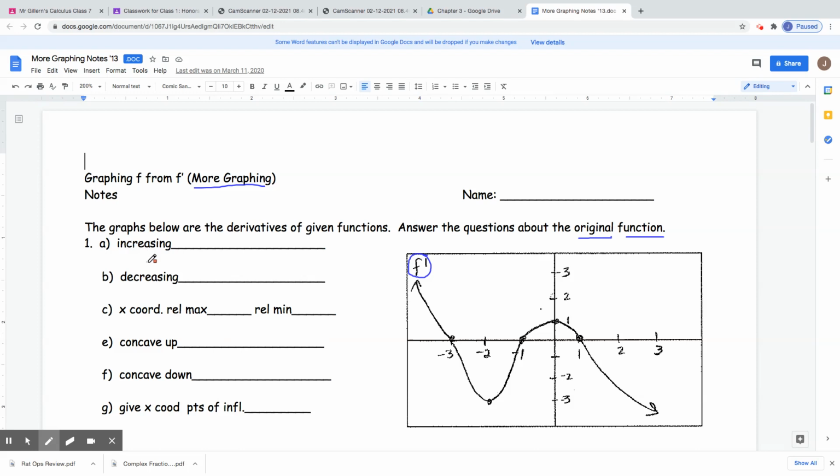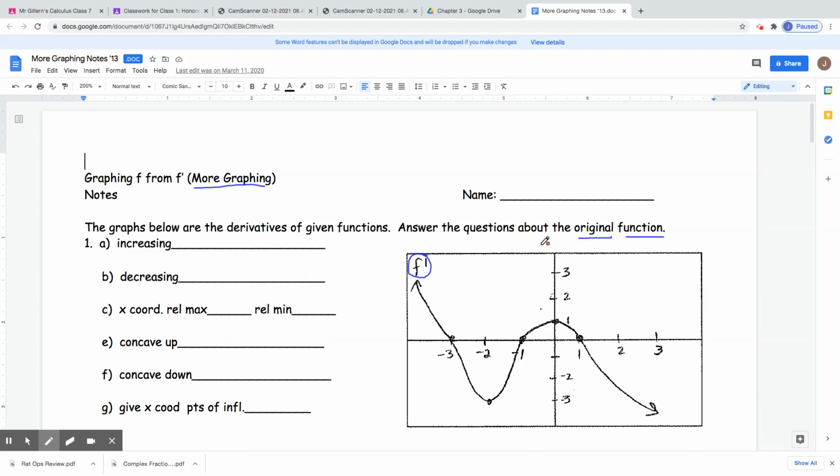And you can see the same questions we've seen before: increasing, decreasing, relative max and mins, concave up, concave down, and points of inflection. The difference is we are not looking at the original function. We're looking at the graph of the derivative. Now, the first thing we are going to do is mark up this graph, first with where it's increasing or decreasing. This is kind of like our number line that we had before, where we labeled positive and negative.